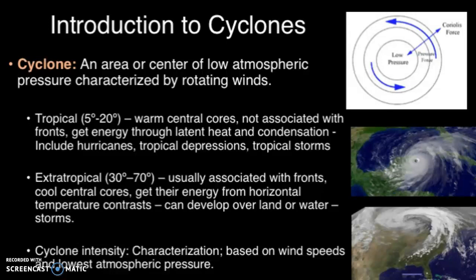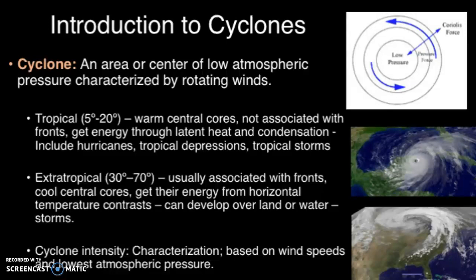Okay, so these cyclones, because of the Coriolis effect that we saw in the last chapter, are going to rotate counterclockwise in the northern hemisphere. They're going to be deflected to the right.